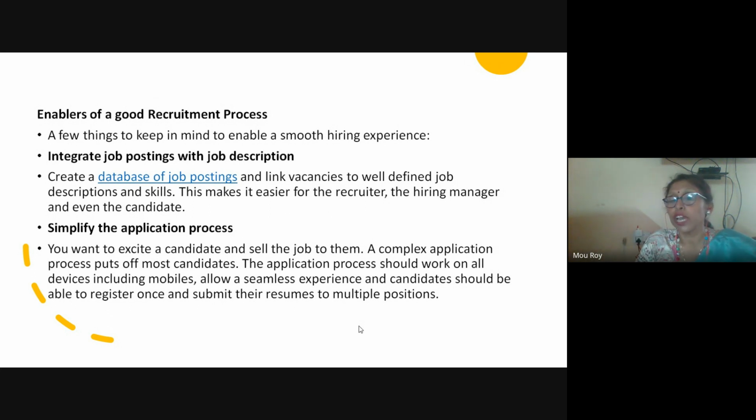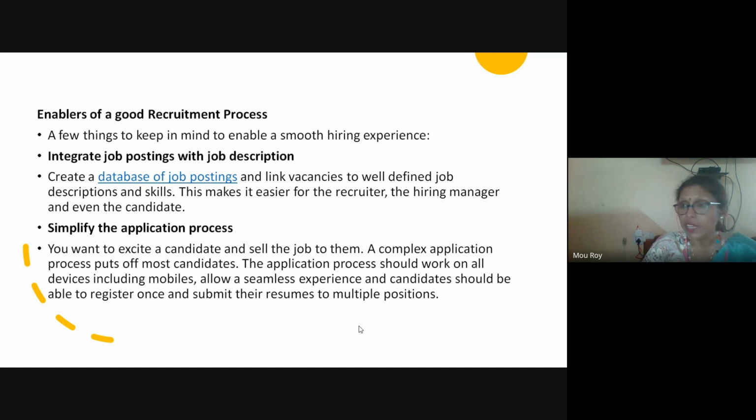Sometimes a complex application process puts off most candidates. They don't know how to apply, where to apply. It's a very lengthy, complex process, so that should be avoided. The application process should always work on all devices, including mobiles, and allow a seamless experience, and candidates should be able to register once and submit their resumes to multiple positions.